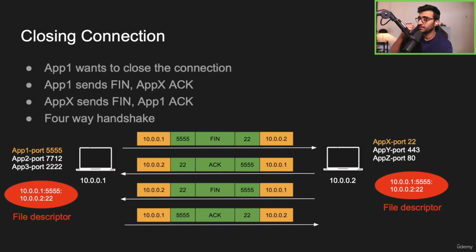Here's how you close a connection. It's a four-way handshake. You send a FIN, and the server replies with an ACK. Then the server does its own FIN, and you reply with an ACK. These two can sometimes be combined into one.